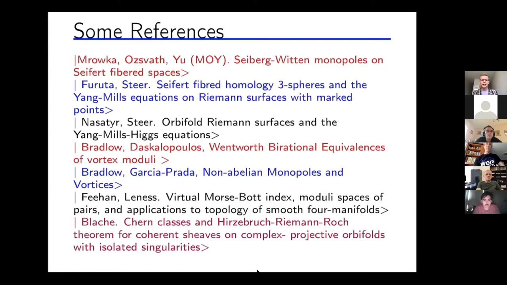Just some references. The paper can be regarded as a linear combination of MOI, a paper by Mrowka and Ozsváth, apologies for the misspelling there, about the Seiberg-Witten equations on cipher spaces, and also the Furuta-Steer paper about the Yang-Mills equations over orbifold Riemann surfaces. I'll say a little bit more about MOI, since there's still a part that I would like to finish and it's not in the paper that I'm going to tell you about today. Okay.